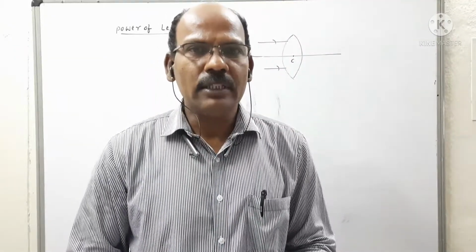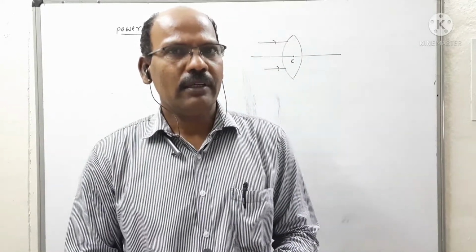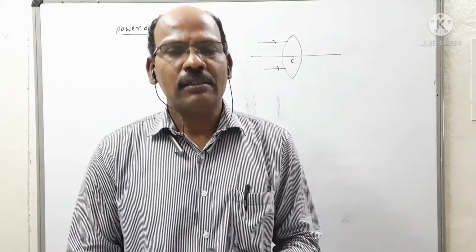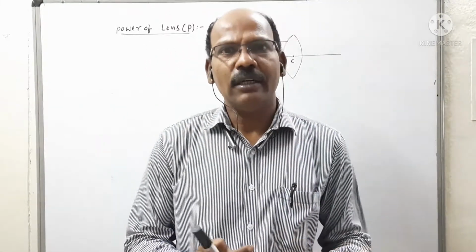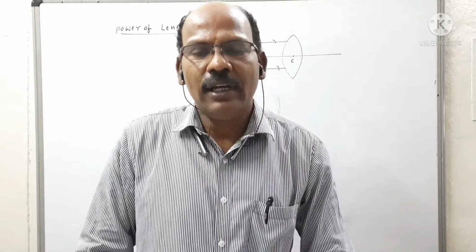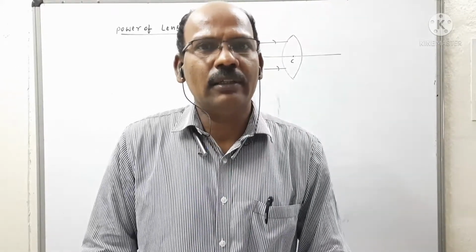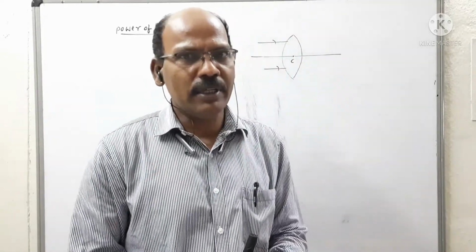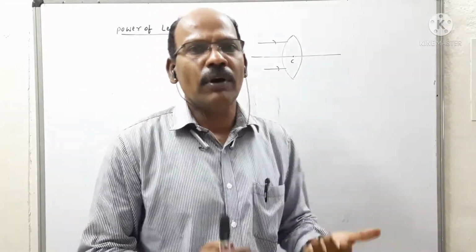Now we define what is power of a lens, what is its SI unit, and later we derive the lens maker's formula based on refraction of light on refracting curved surfaces. Basing on that, we can also find the mathematical expression for the combination of lenses. What is the equivalent focal length of the combination of lenses? And finally, we solve some problems based on lens maker's formula, combination of lenses and power of lens.